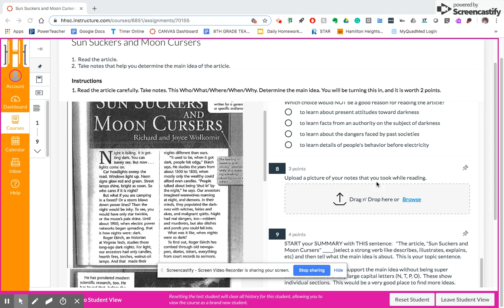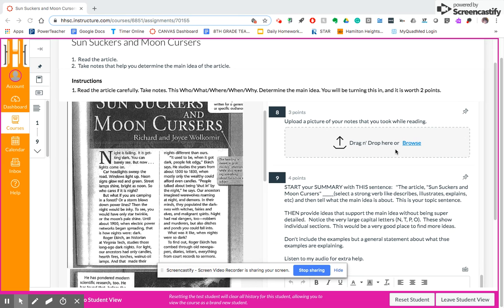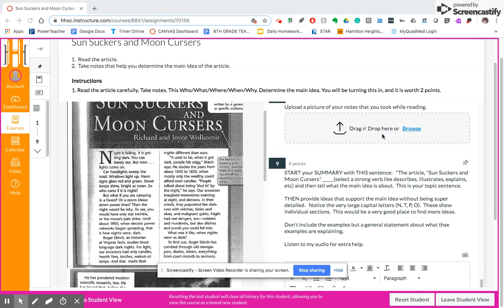Now, I don't know what your iPad will say here, because I know you can't browse for files, but I'm hoping this works. If you are having issues, one person can email me and let me know. But if someone can figure out how to do it, then make sure you explain to everybody how to do it. So take a picture of your notes, and then attach them here, hopefully, crossing my fingers. If that does not work, make sure your name is on your notes and you turn them in, and then I will add the points later.